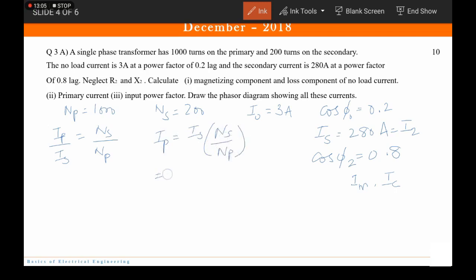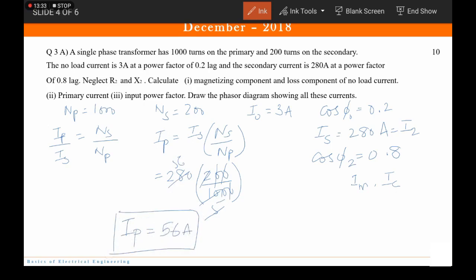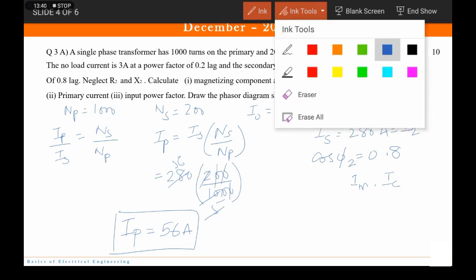IS is 280, NS is 200, and NP is 1000. So the primary current comes out to be 56 amperes. So we have calculated the primary current. Now we will be talking about the remaining things.